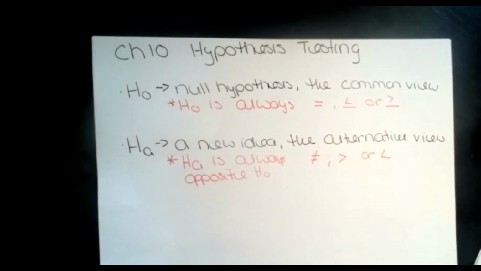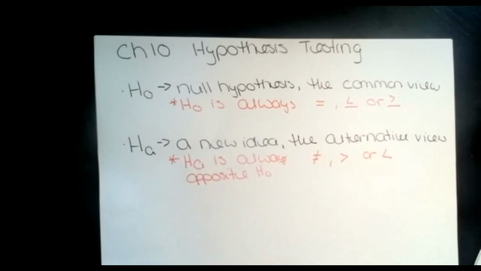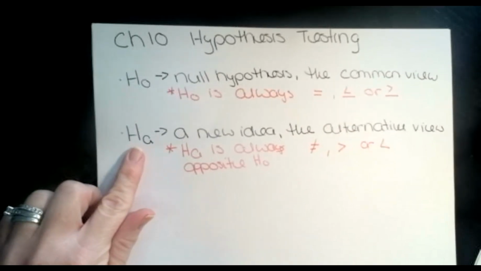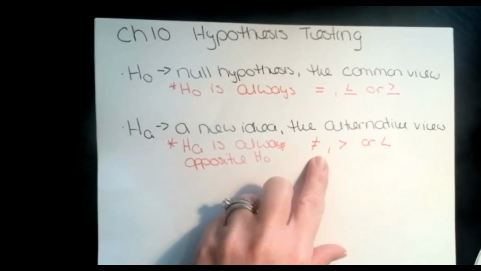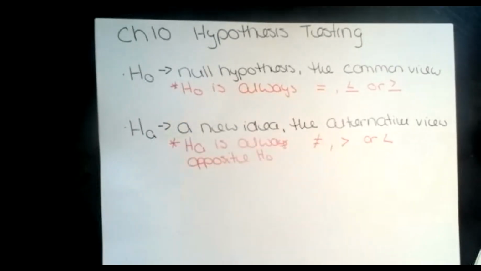So they're always opposite. And if you remember from Stat 1, when we look at the HA, this is really the information we're given in the problem. And then we write that one first, and then we can write the null from the HA. We see that happen most of the time.